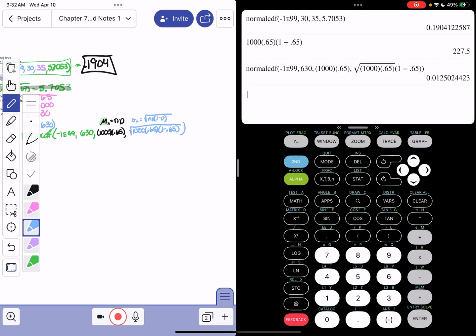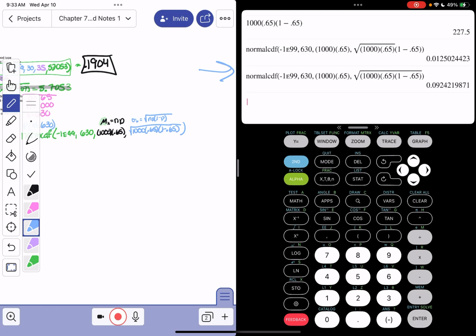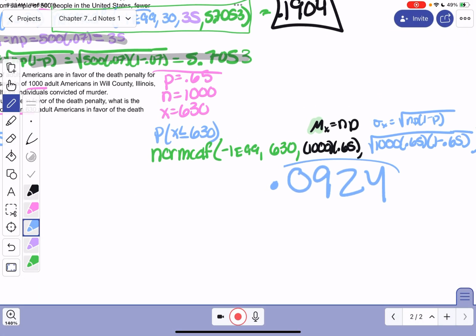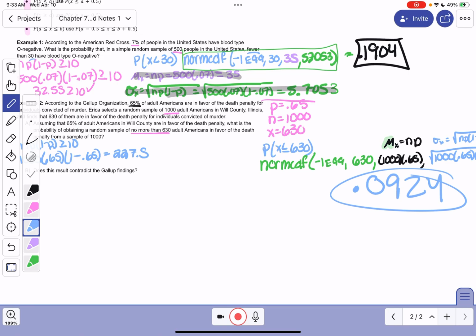And I get, nope, that didn't work. All right, let's try this again. Square root, 1,000, 0.65, and 1 minus 0.65 there. See, on this one the second part wasn't under the square root, which was the problem. So if I do that again, I get 0.0924. So that is the probability that a random sample would have no more than 630.